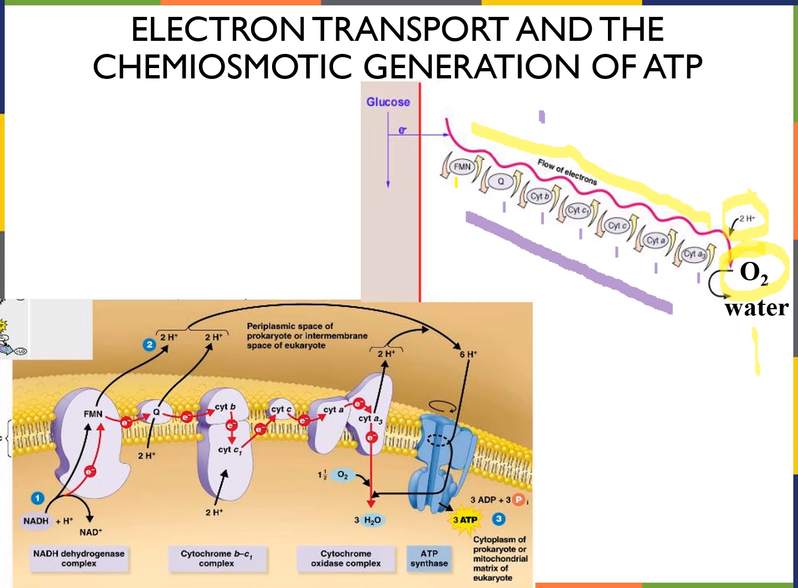Okay, now that is the simplified version of the electron transport chain. Now let's look at the more complicated version of the electron transport chain. Although it's more complicated, there's a lot more stuff going on, I really, really like this picture. They did a very good job making this picture.